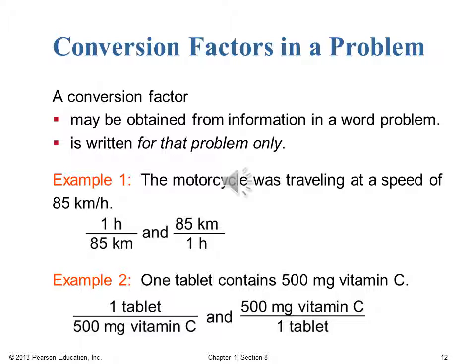Well, we could either say 1 hour over 85 kilometers, or we could say 85 kilometers over 1 hour, depending on what else the problem asks. For the second example, 1 tablet contains 500 milligrams of vitamin C. There we can get that equality from the problem itself, and therefore that 1, which is a counted number, an exact number, so 1 tablet over 500 milligrams of vitamin C, or depending on what the problem continues to ask, we could have the 500 milligrams vitamin C in the numerator and the 1 tablet in the denominator.